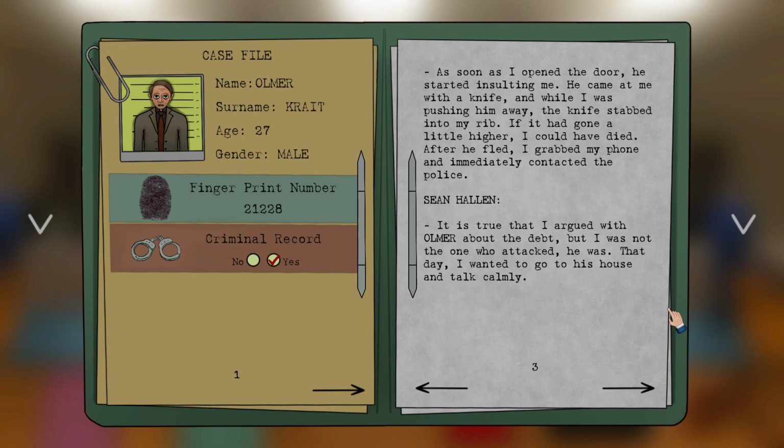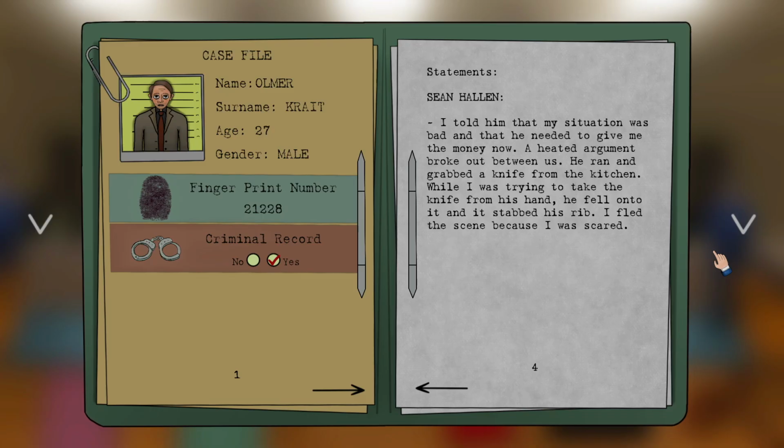Is it true that I argued with Omar about the debt? It is true that I argued with Omar about the debt, but I was not the one who attacked. He was. That day, I wanted to go to his house and talk calmly. I told him that my situation was bad and that he needed to give me the money now. And a heated argument broke out between us. He ran and grabbed a knife from the kitchen while I was trying to take the knife from his hand. He fell onto it and stabbed his rib. I fled the scene because I was scared.